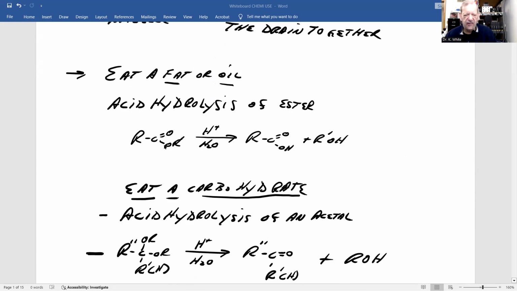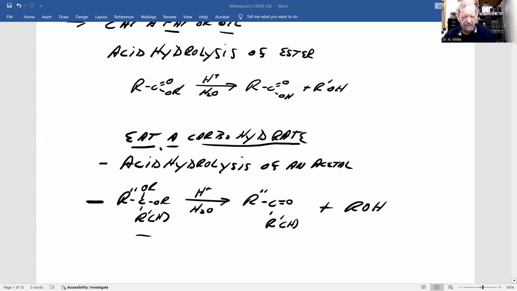So let's go through this again. Leaving my class, you should know how to describe with words and a general reaction what happens when you eat a fat or oil. That's acid hydrolysis of an ester. The key functional group in a fat or oil is an ester. And the general reaction is ester, acid, and water. You get back the carboxylic acid plus the alcohol you would have used to make that ester.